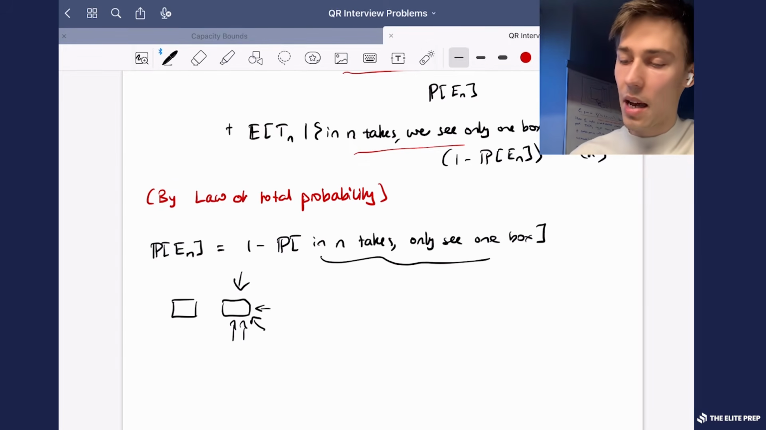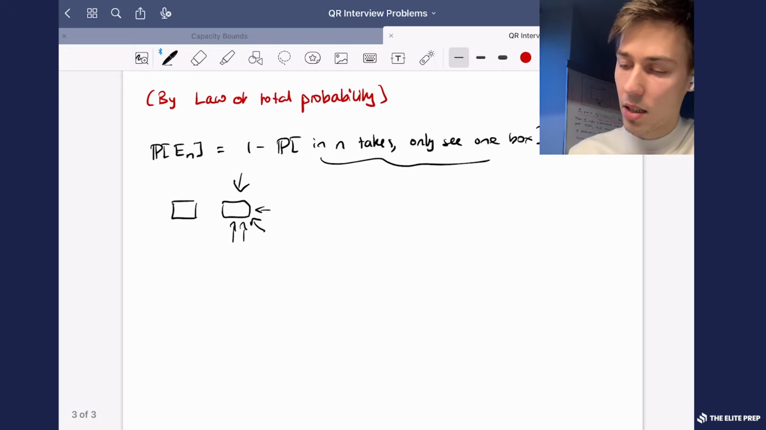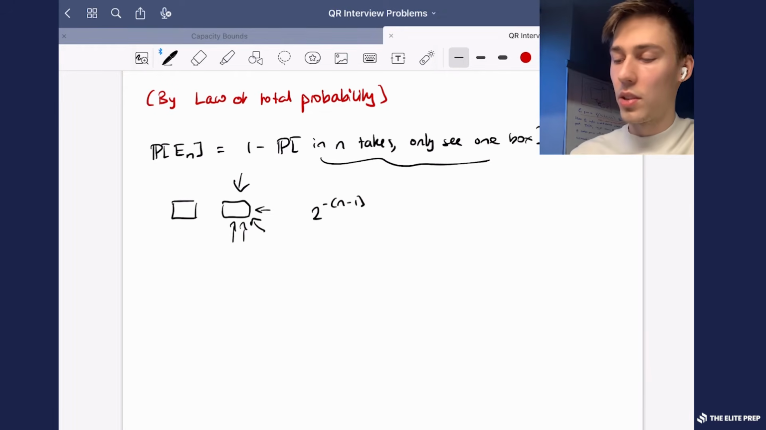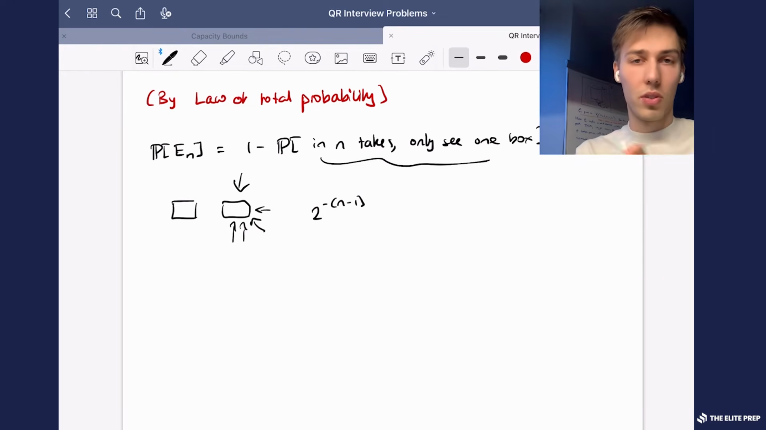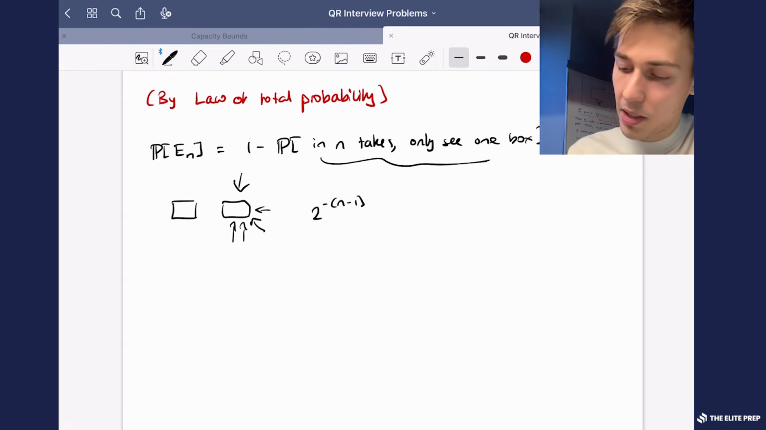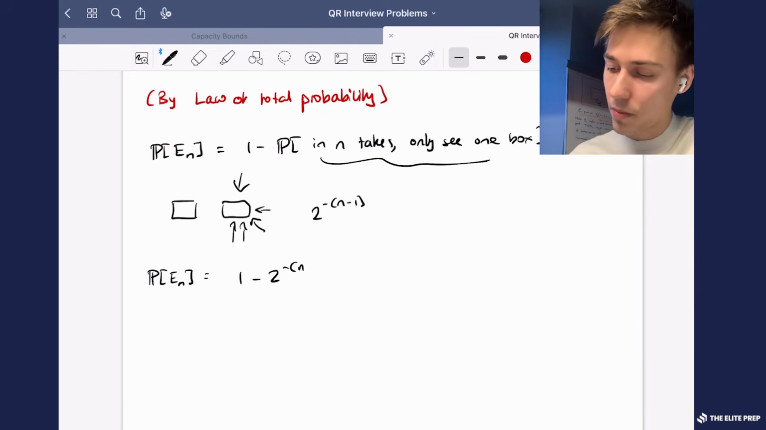So the way this happens is in 2 to the minus n minus 1 ways. The reason for this is that each time we have a half probability of choosing that same box, and the first turn doesn't matter because we could have chosen either of the boxes to start off with. So our probability of En is equal to 1 minus 2 to the minus n minus 1.